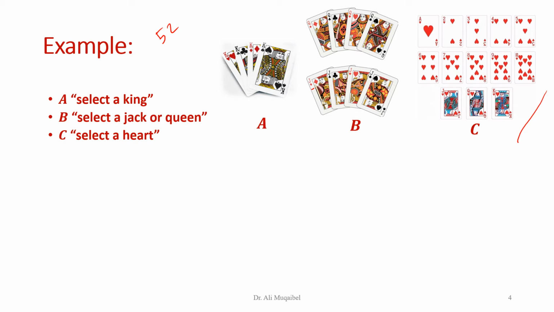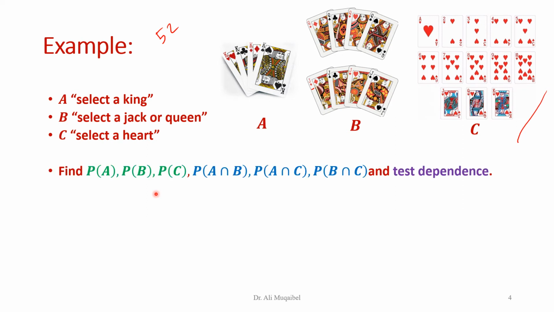So we define 3 different events. A: selecting a Jack, I am selecting a King, as I'm demonstrating here. B: selecting a Jack or Queen, we have 8 possibilities. C: selecting a heart, there are 13 of them, from A to 10, and then we have the Jack, Queen, and King. So what's the question? The question says find the probability of A, probability of B, probability of C. And then we have some additional parts.